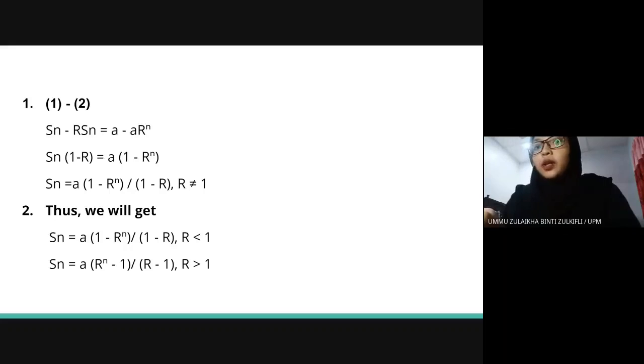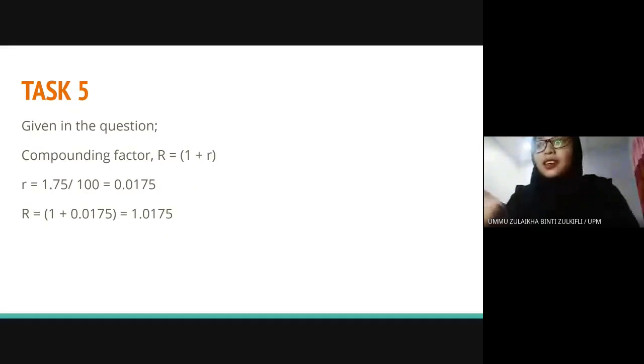Thus, from the steps above, we get that Sn is equal to A multiplied by 1 minus R to the power of n over 1 minus R when R is less than 1. And we also get Sn equal to A multiplied by R to the power of n minus 1 over R minus 1 when R is bigger than 1. So that is how we get the sum of a geometric sequence Sn. Move to the next task.